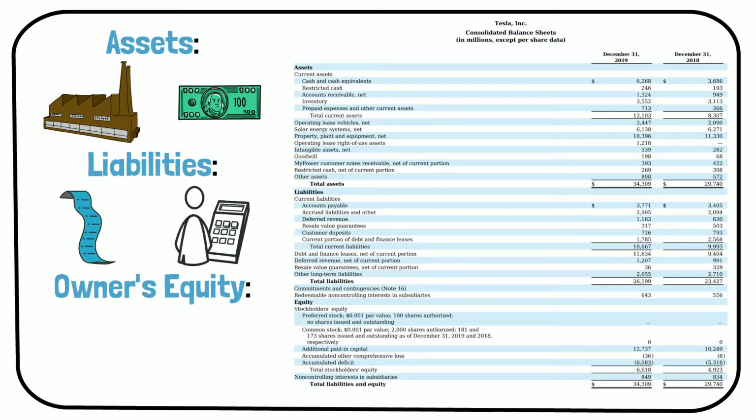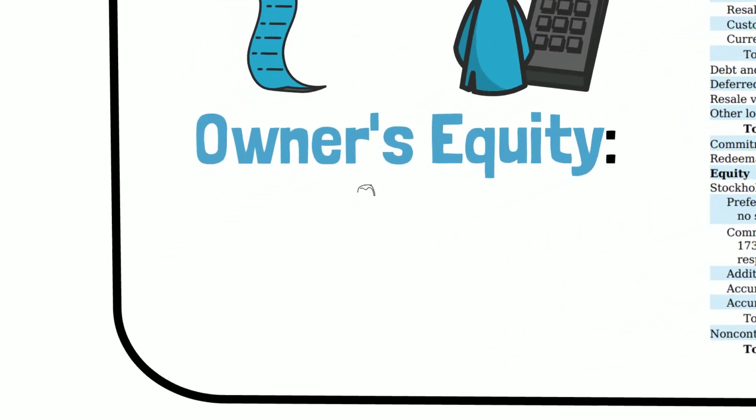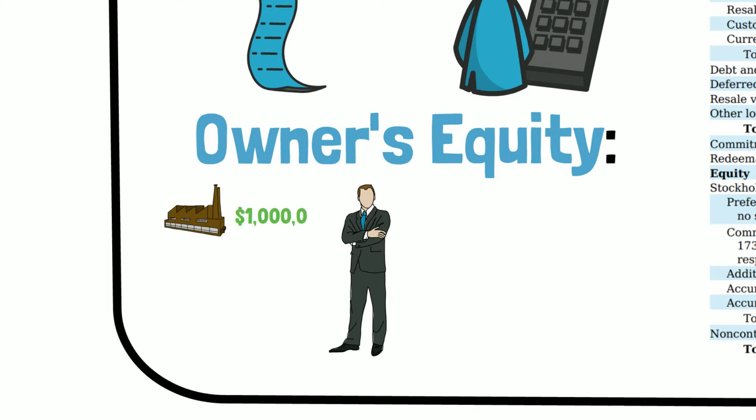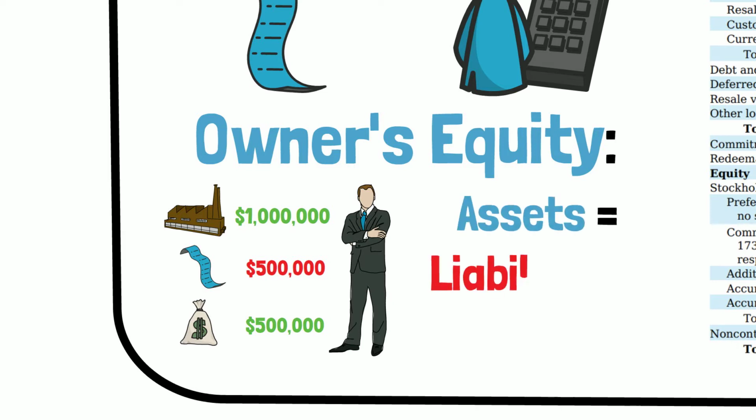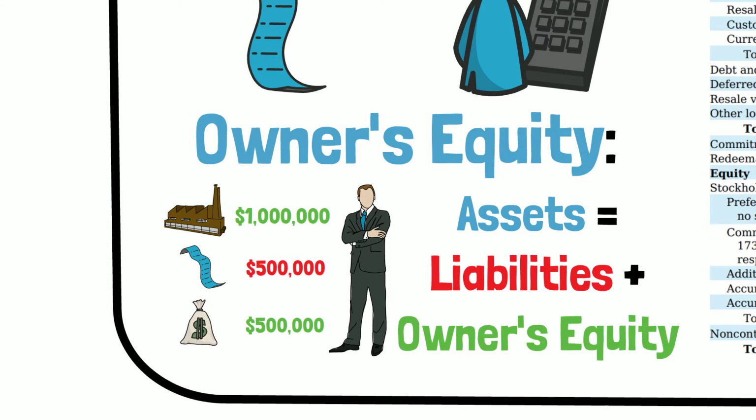Liabilities are the amount of debt the business owes. Owner's equity is the amount the owners or shareholders of the business actually own on all the assets after the debt is paid. For instance, if a business goes bankrupt and their factory is worth $1 million with a $500,000 loan on it, the asset is $1 million, the liability is $500,000, and the owner's equity is $500,000. The balance sheet uses the equation assets equals liabilities plus owner's equity.